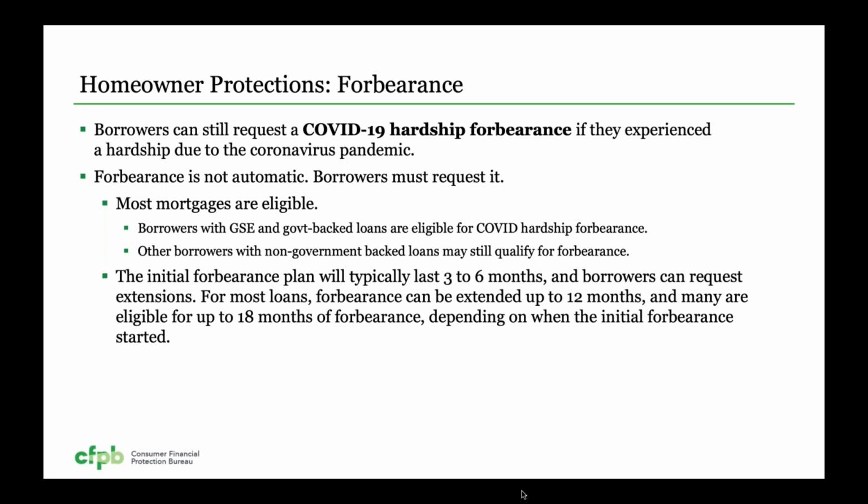Now, okay, so they decide they want to get forbearance. How long is this going to last? How much protection and help are they going to get? Well, typically it starts off with about 3 to 6 months of relief, and then people can request extensions as they need them. And that's really a way to make sure that people stay in touch with their servicer and don't just disappear and become hard to reach. And so for most loans, forbearance can be extended up to a total of 12 months, but some would be eligible for up to 18 months of forbearance, depending on when they first signed.